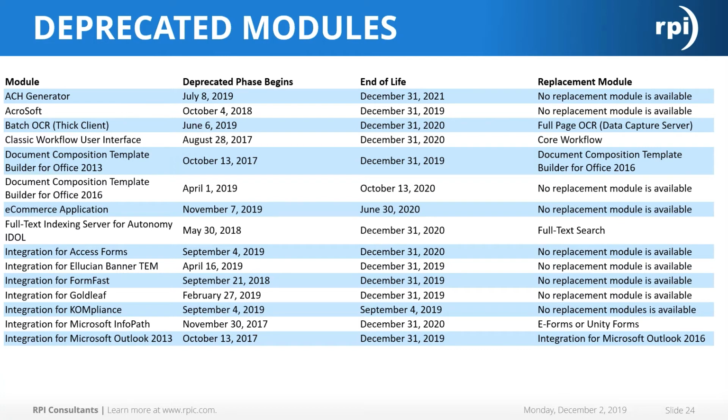Some of the modules you want to look at that I think were pretty commonly used are the batch OCR thick client. That is getting replaced. The classic workflow user interface, I'm sure you guys have heard tons about Core Workflow or Unity. Full text indexing server for dtSearch. That's another one that's pretty important to look at, replacing it with the full text.